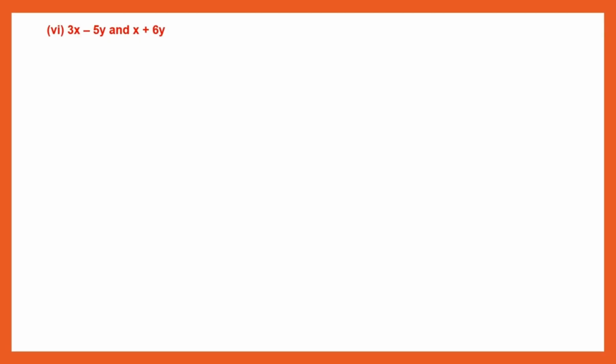Question 6. Let's take the first term. So this is 3x into the second binomial x plus 6y. Then take the second term minus 5y into the second binomial x plus 6y. Now multiply 3x into x. So 3x into x, 3x to the power of 2. Then we finish with this.